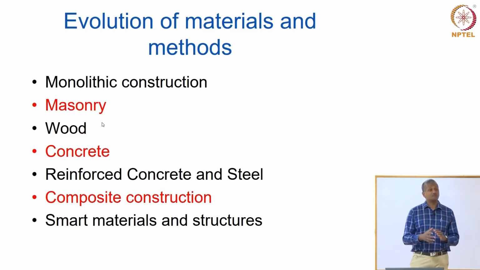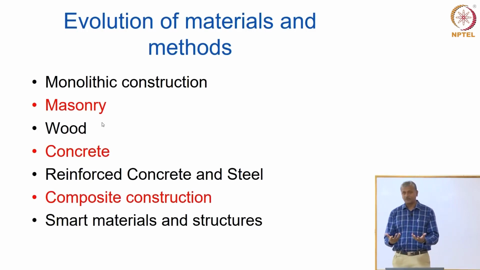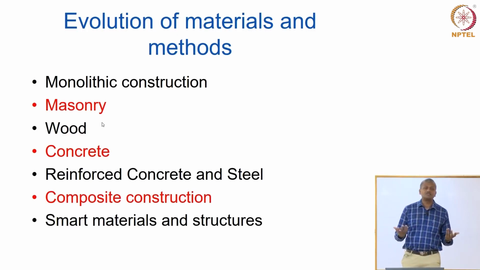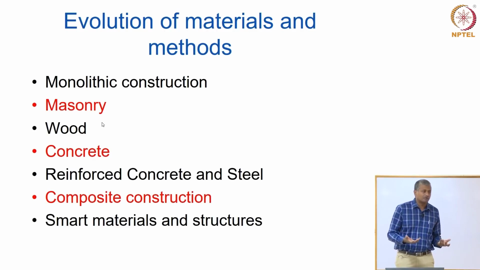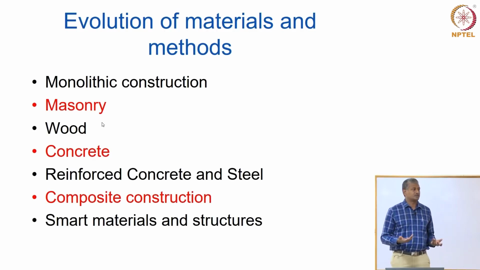For example, in the fresh state, concrete is flowable, which makes it possible to cast it in different types of shapes, which is not possible with masonry all the time, which is not possible with monolithic construction also. From concrete, we entered the era of reinforced concrete and steel.